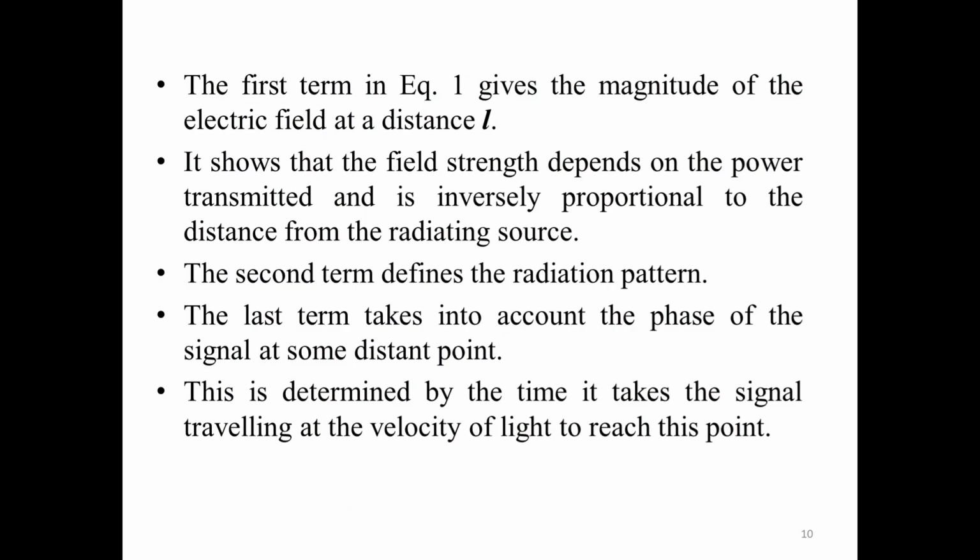The first term in equation 1 gives the magnitude of the electric field at a distance L. It shows that the field strength depends on the power transmitted and is inversely proportional to the distance from the radiating source. The second term defines the radiation pattern. The last term takes into account the phase of the signal at some distant point. This is determined by the time it takes the signal traveling at the velocity of light to reach this point.